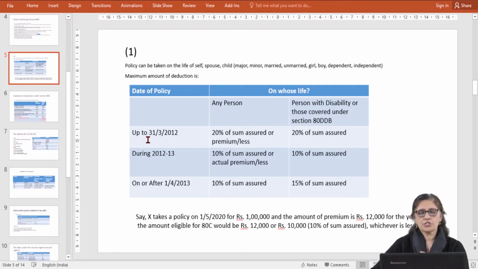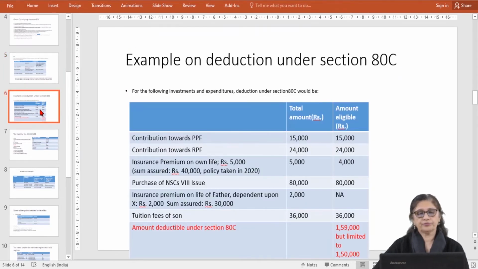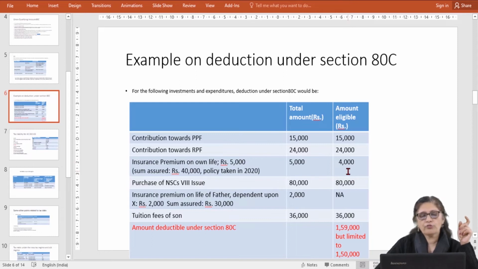Now, we have understood the limit on the amount of premium that qualifies for 80C. As an example, we can understand this: there is contribution towards PPF. If 15,000 is contributed, 15,000 is eligible for 80C. RPF 24,000, entire amount is eligible for 80C. Insurance premium on own life 5,000, policy amount 40,000, it is limited to 10%. So, premium is 5 but eligible amount would be 4. NSC is purchased worth 80, amount eligible for 80C is 80.